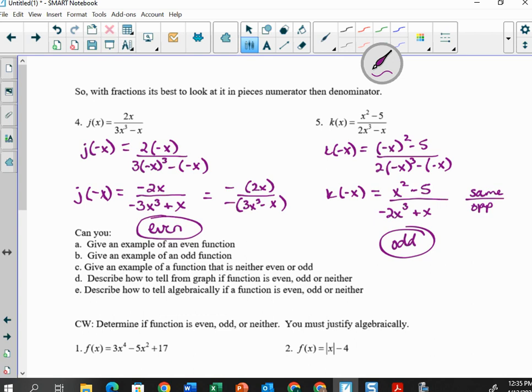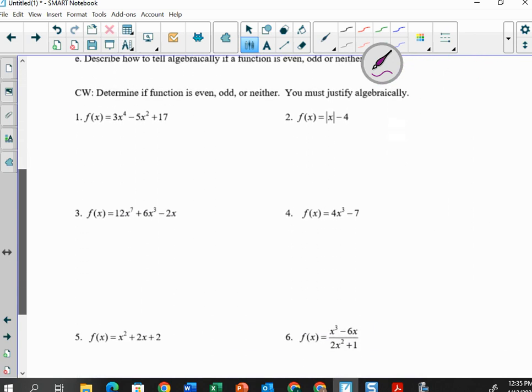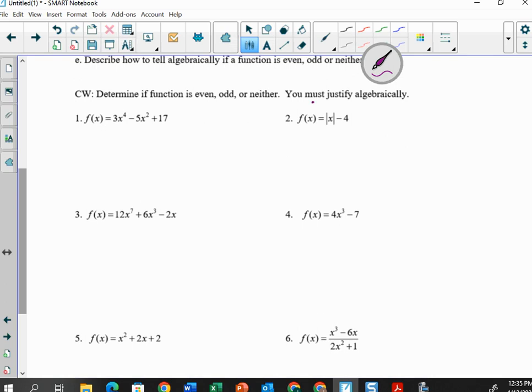All right, guys, questions so far? Okay, try number 1 through 6 at the bottom for me. I'll give you a few minutes here. You must justify algebraically. That's the whole showing your work part. Do these 6. You have to show the negative in the brackets. Yep, that's part of it.